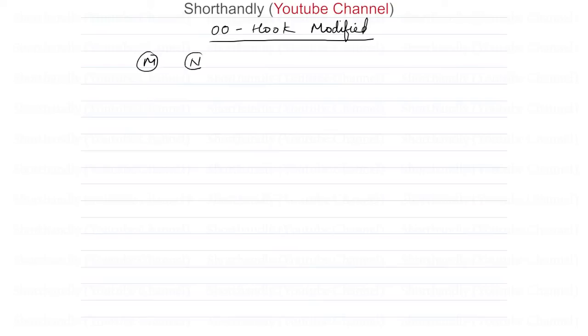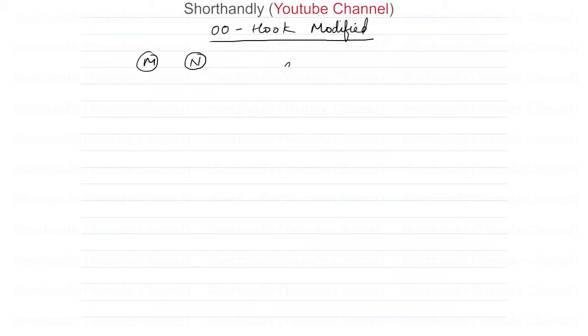Alright, so let's see what is U-hook modified. Whenever we have these M and N in a word, and we have to use this U-hook after that, instead of making the simple U-hook, we're going to be using the U-hook modified. So let's understand this by taking an example.